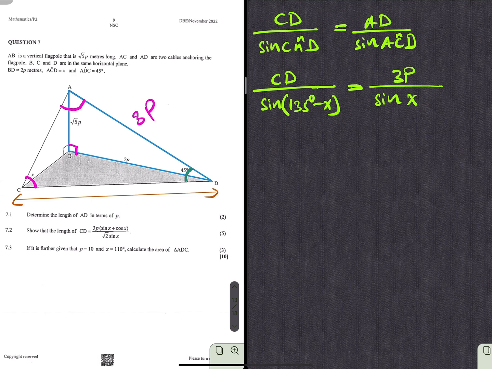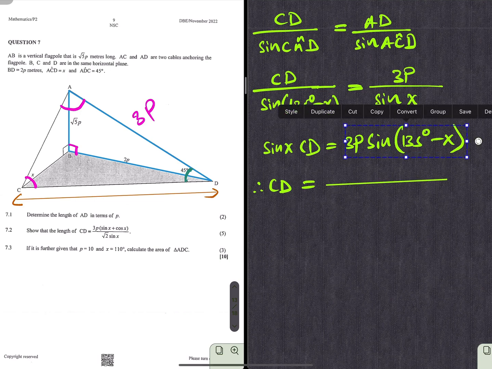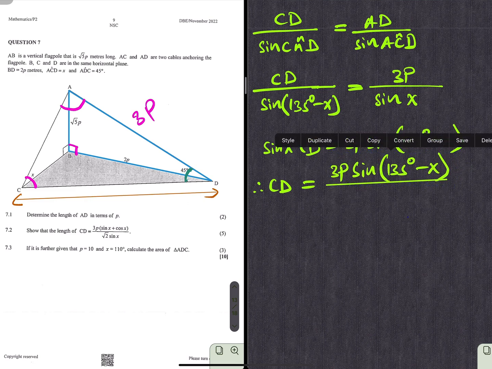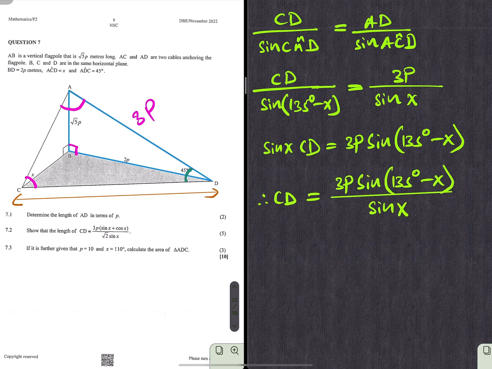So I'm going to cross multiply now and have sine X times CD is equal to 3p multiplied by sine of 135 degrees minus X. So I'm looking for CD. Therefore, CD is going to be equal to that expression over sine X. Let me just do this.